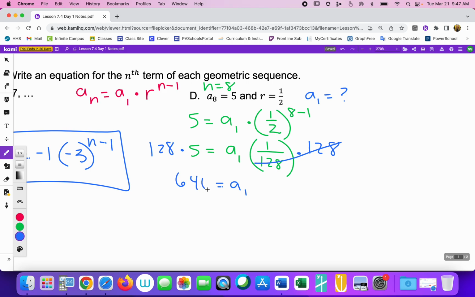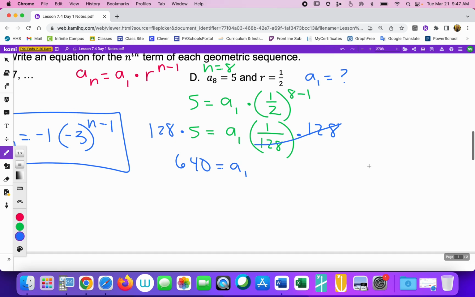640. So now you have A1 and we have R, so you can write this formula, okay, for any term. We just use the 8th term to get there. So now we go back to this formula. So A sub n equals my A1 term of 640 times my R term of 1/2 to the power of n minus 1.